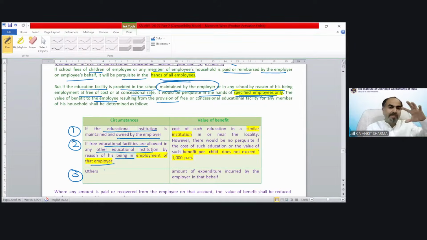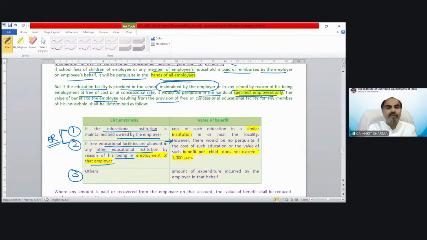So employer can be a big group. Suppose you are working in Tata Motors, and Tata Group also has a school in which your children are studying. So both cases have the same treatment, whether your employer directly maintains that school in which your children study, or that is a school available due to your employment. In that school your child is studying, in both cases directly or indirectly controlled by your employer.